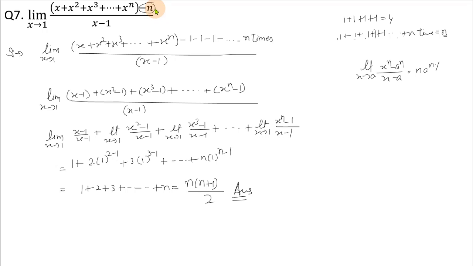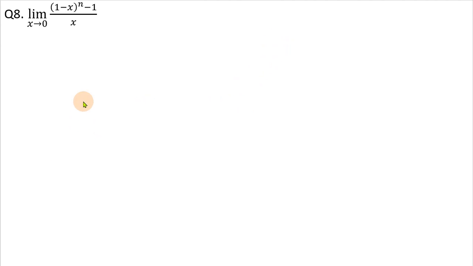बहुत सिंपल क्वेश्चन था. यहाँ पे इम्पोर्टेंट क्या है बेटे? We have to break up this n into minus 1 minus 1 minus 1 up to n times, and the question is then simple. Okay, the next question is limit x approaches to 0, 1 minus x whole power n minus 1 upon x. So let us do this question.